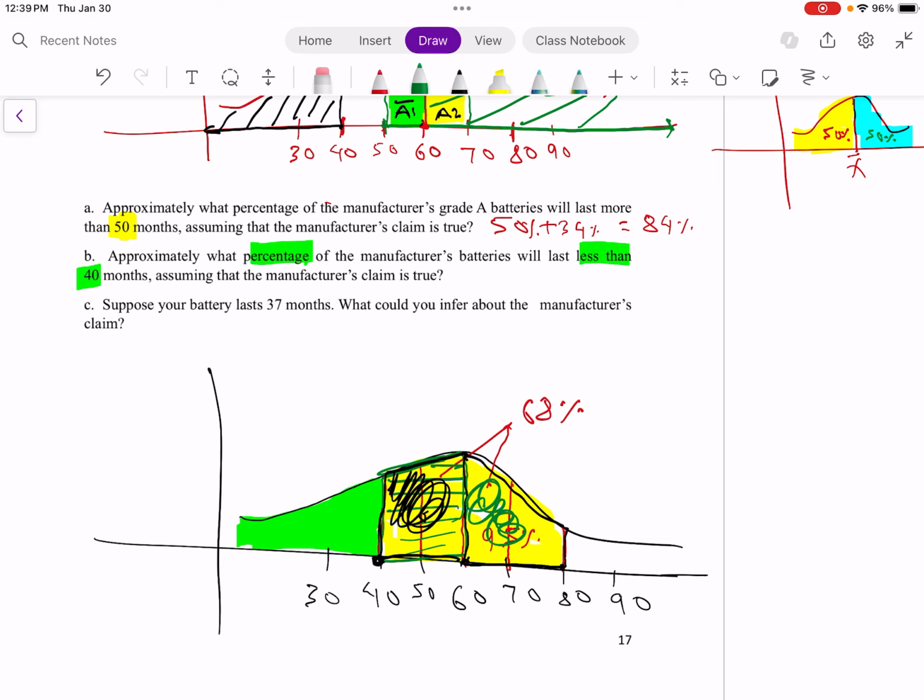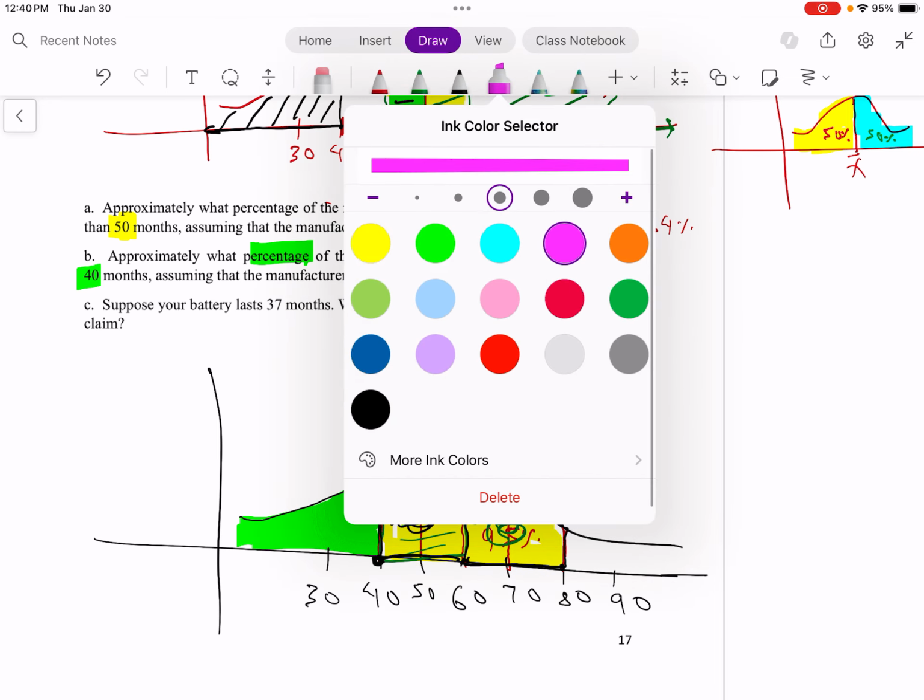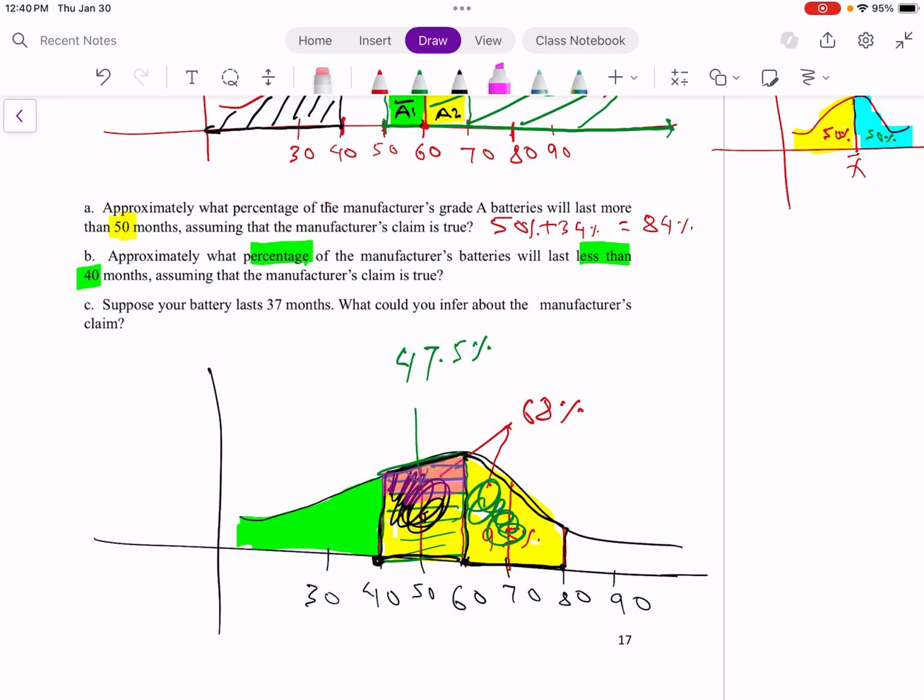According to the empirical rule, both of these two regions make 95%, right? So half of 95 is 47.5%. It looks messier. Okay, so this is 47.5%.